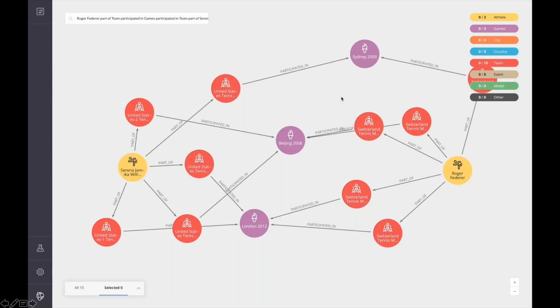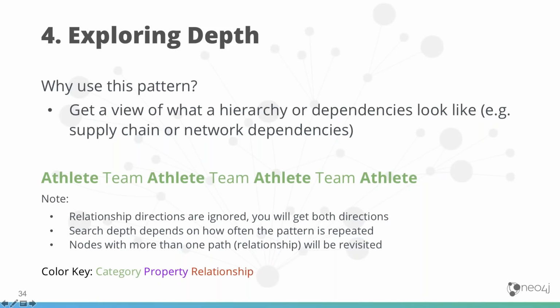The next kind of pattern is exploring depth. This is something that you may want to use for, let's say, a supply chain use case or a dependency mapper kind of use case. Let's say you're mapping dependencies between your network systems. You can also do it for a bill of materials type of use case where one thing is a part inside of another thing, which is a part inside another thing, et cetera. So you can figure out how many levels deep does that go, and what kind of a hierarchy is built in my data set.